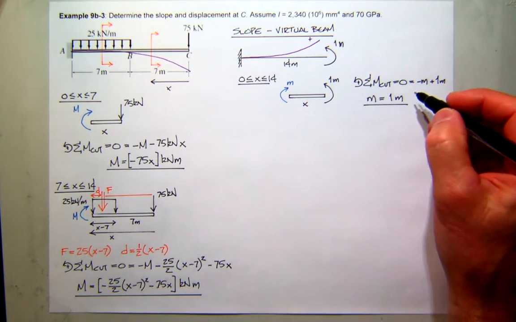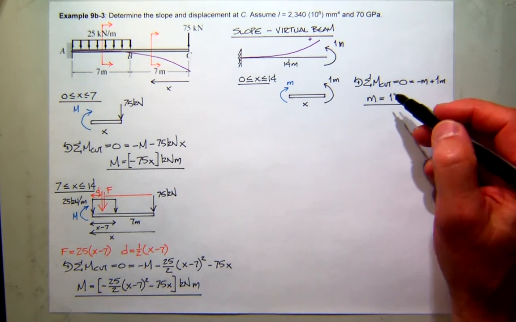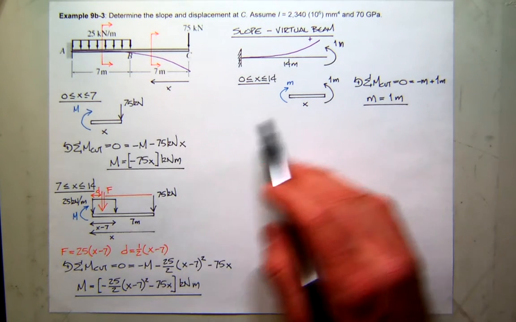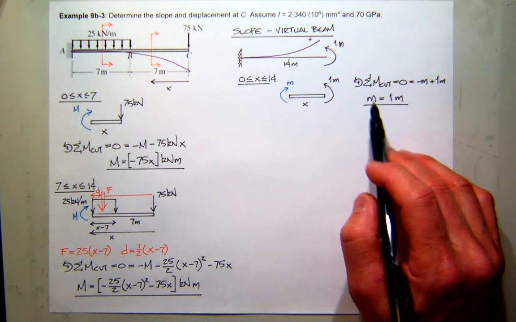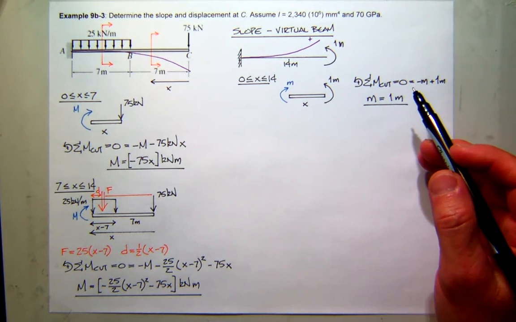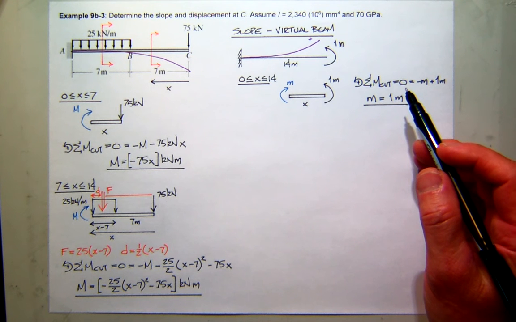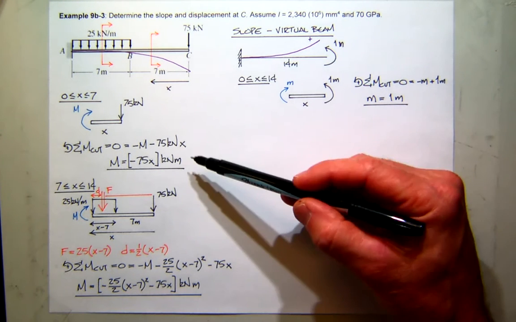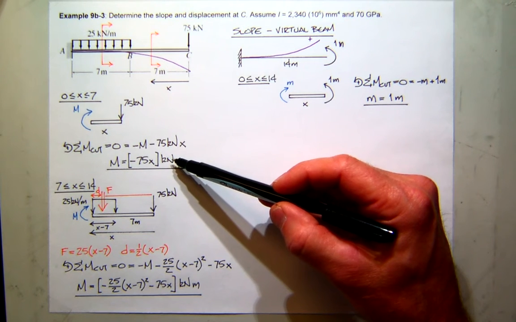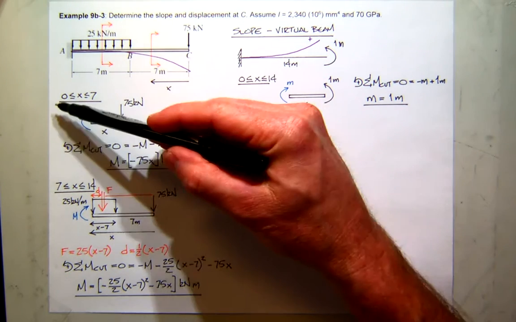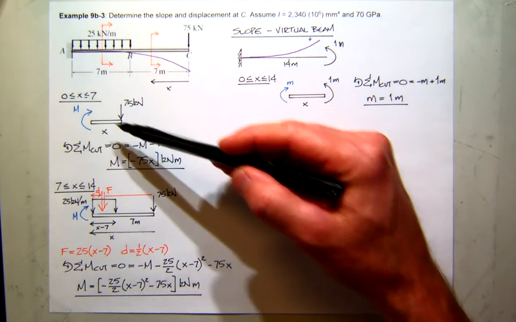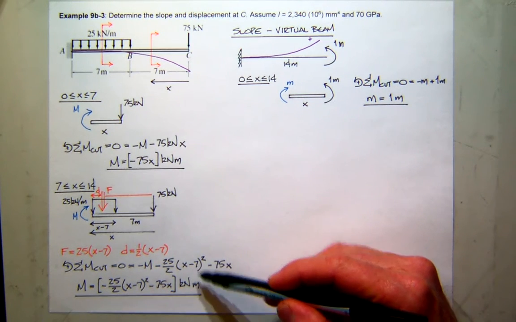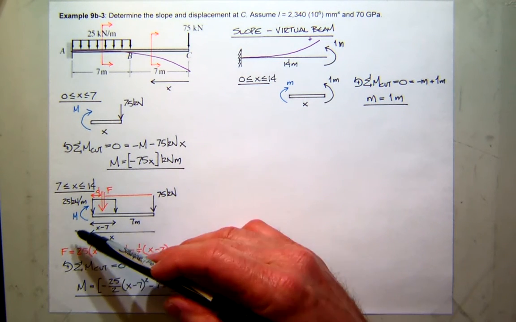That's pretty handy, right? Because remember, when we write our virtual work equation, we make the product of the real moment times the virtual moment. And if our virtual moment just happens to be 1, that's a pretty easy product to form. So now I just need to multiply this times the real moment divided by EI and integrate from 0 to 7. And then multiply the virtual moment times this real moment and integrate it from 7 to 14.